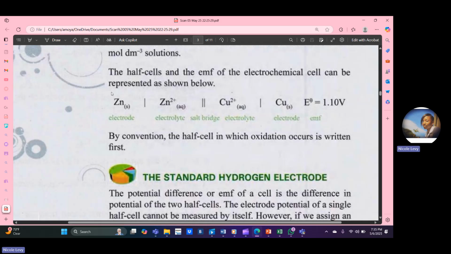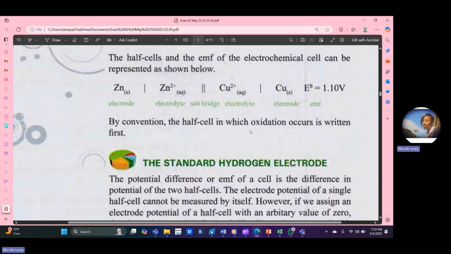All right, how can I put this for you to remember? You have metal to form ion first, and then you have ion to form metal last. Metal to form ion, ion to form metal. And you must put your salt bridge in between.